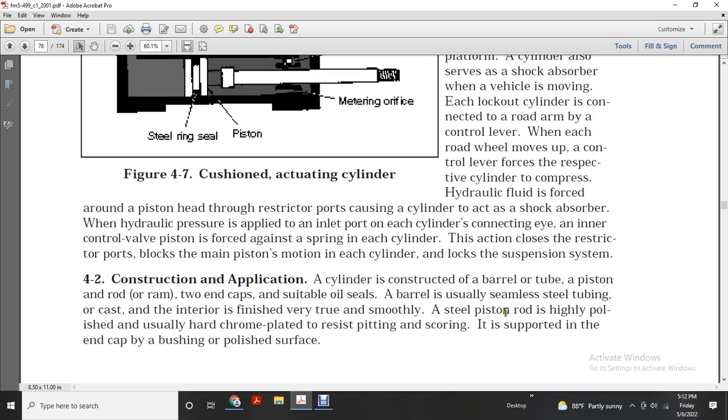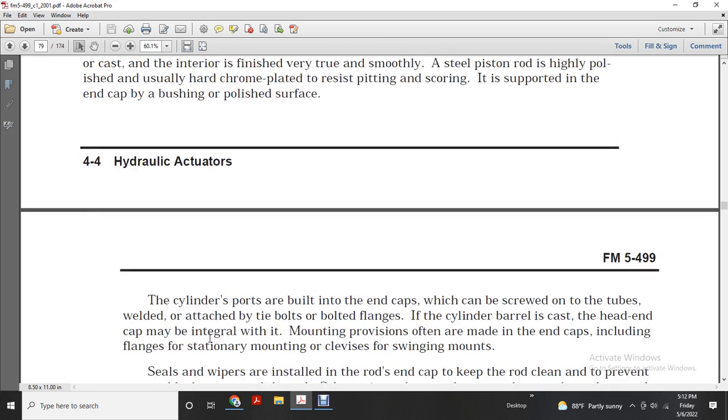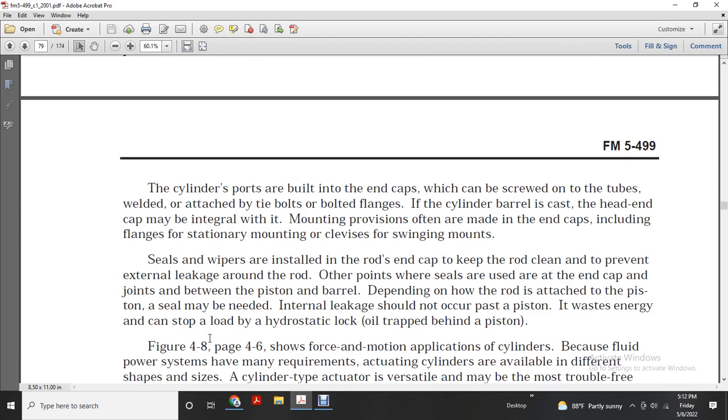Steel pistons are highly polished, usually hard chrome plated to resist pitting and scoring, and supported in the end cap bushing and polished surface. Cylinder ports are built with the two end caps with screws onto the tubes, welded or attached by tie bolts or bolted flanges. The cylinder's barrel is cast.